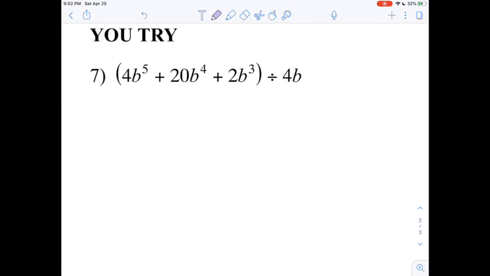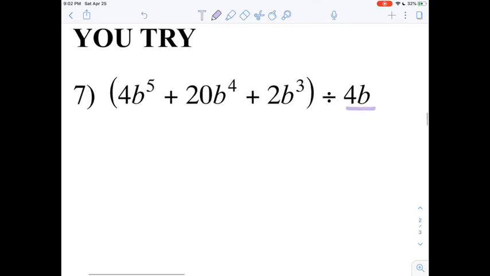So in number 7, I'm dividing by a monomial, so one term. So all I have to do is divide everything by 4b.